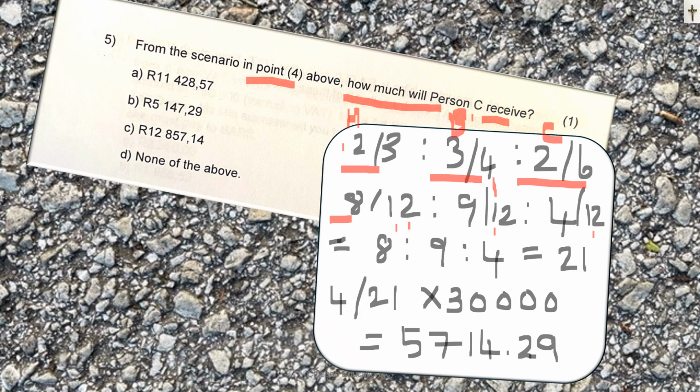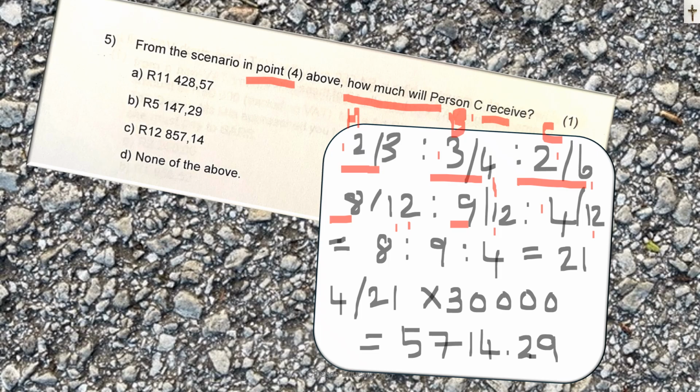To get to 12 from 4 with this 3/4, 4 times by 3 is equal to 12. So 3 times by 3 is equal to 9. 2/6. 6 times by 2 is equal to 12. So what I do to the bottom, I must do to the top. So 2 times by 2 is equal to 4.